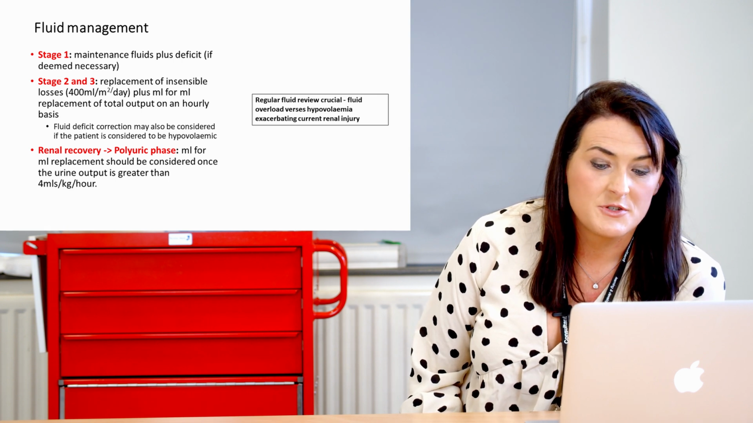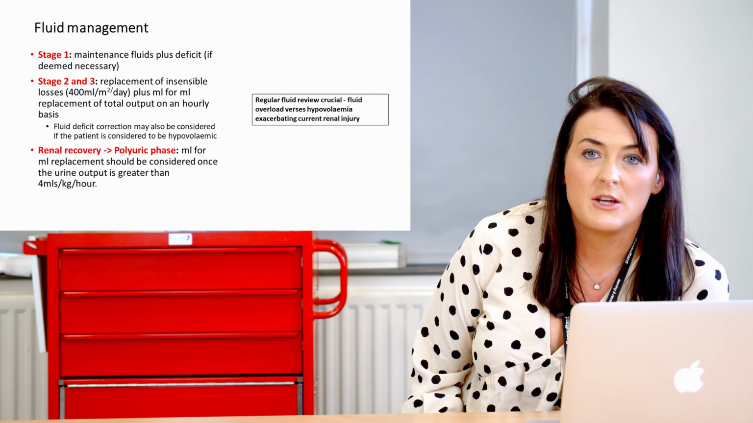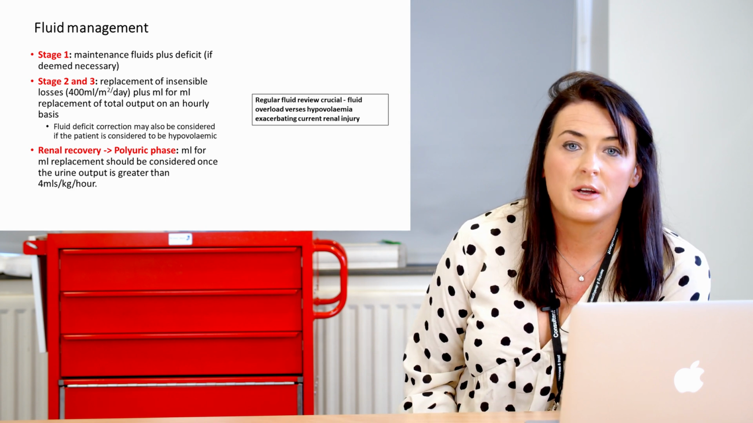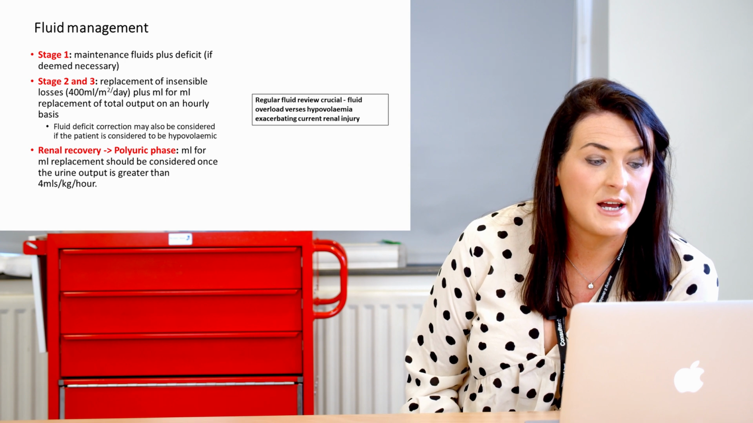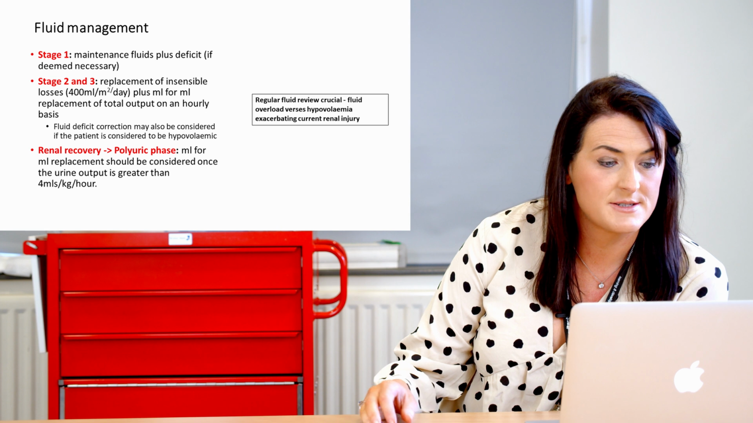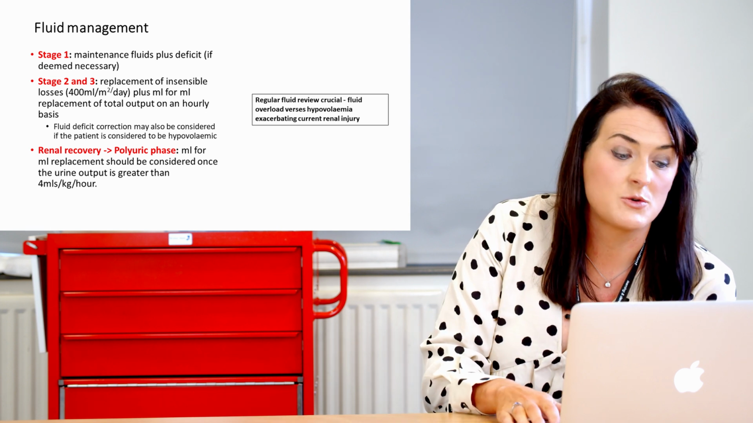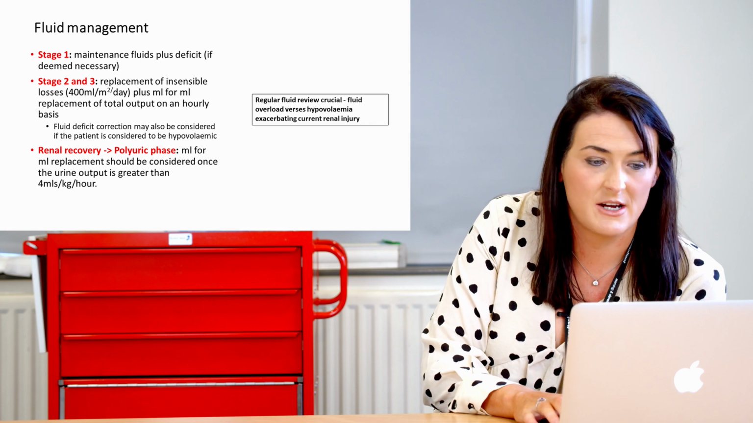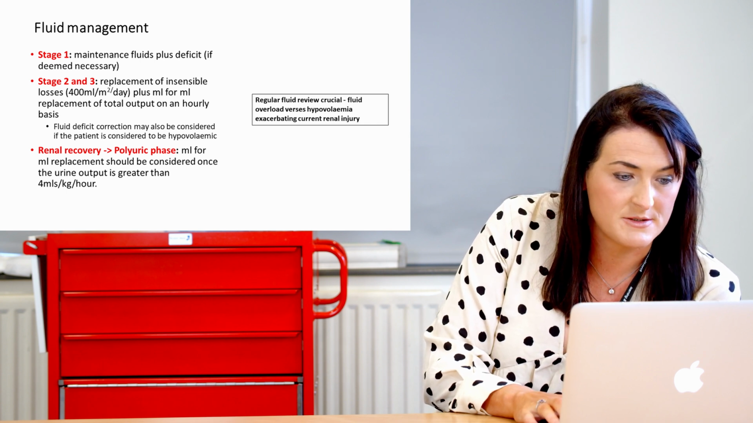And then when you come to the renal recovery stage, you do find that these children become polyuric. So looking at those, if you find that there's 4 mils per kilo per hour of urine output, you should be replacing that volume that's above that, either with IV fluids or oral fluids. And that's trying to prevent them from having a secondary injury from an AKI perspective.